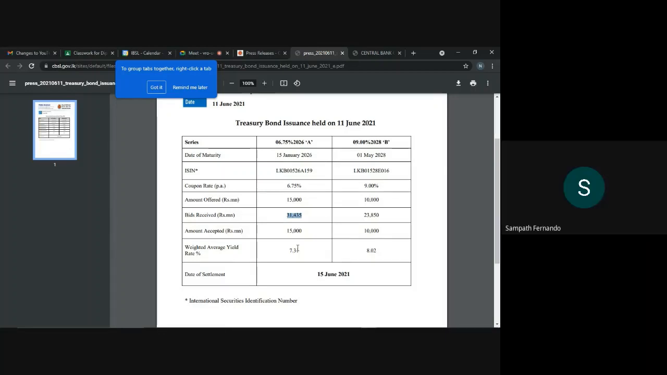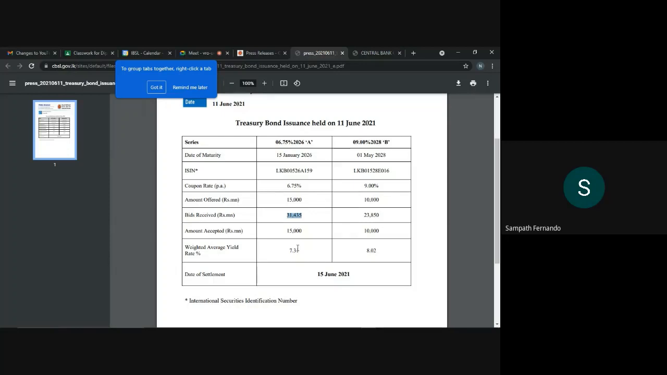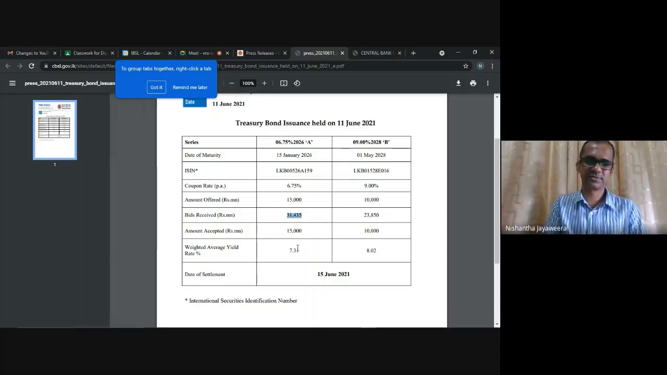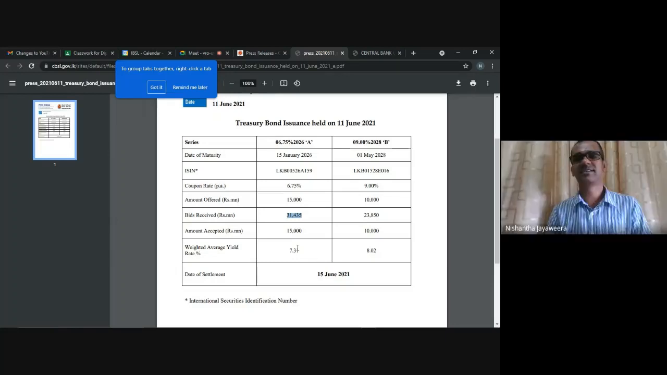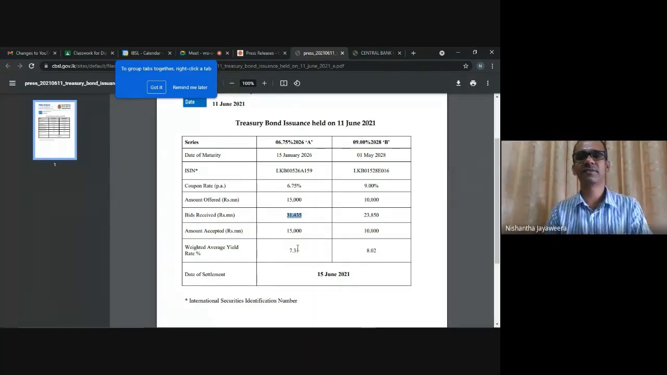So the coupon rate is 9% and the weighted average rate is 8.02. Can we conclude that it is trading at a premium? Yes, definitely. That's the conclusion. The other one is at a discount, yes. The coupon is 6.75 and the weighted average is at a higher rate, 7.36.